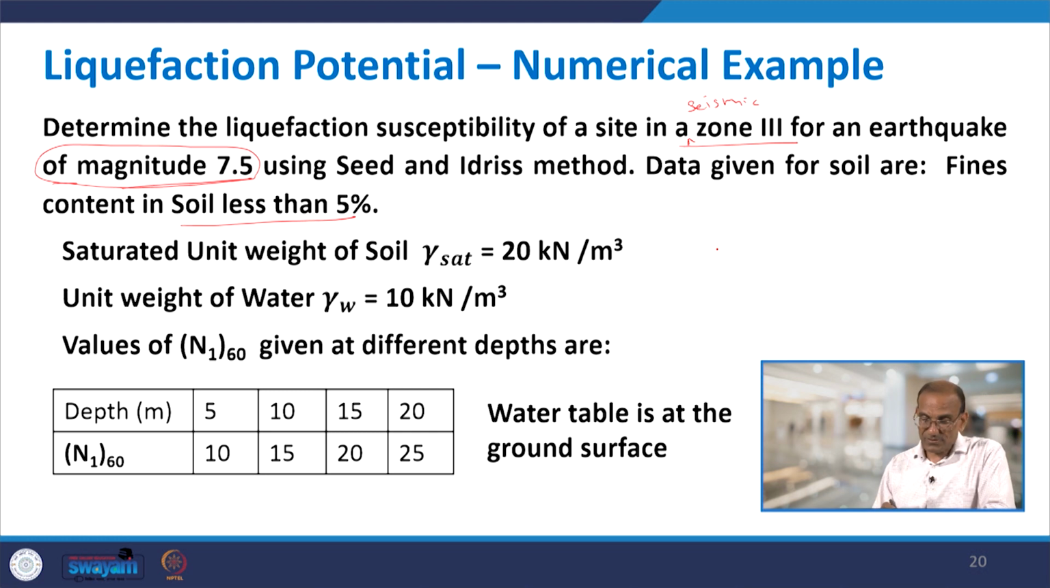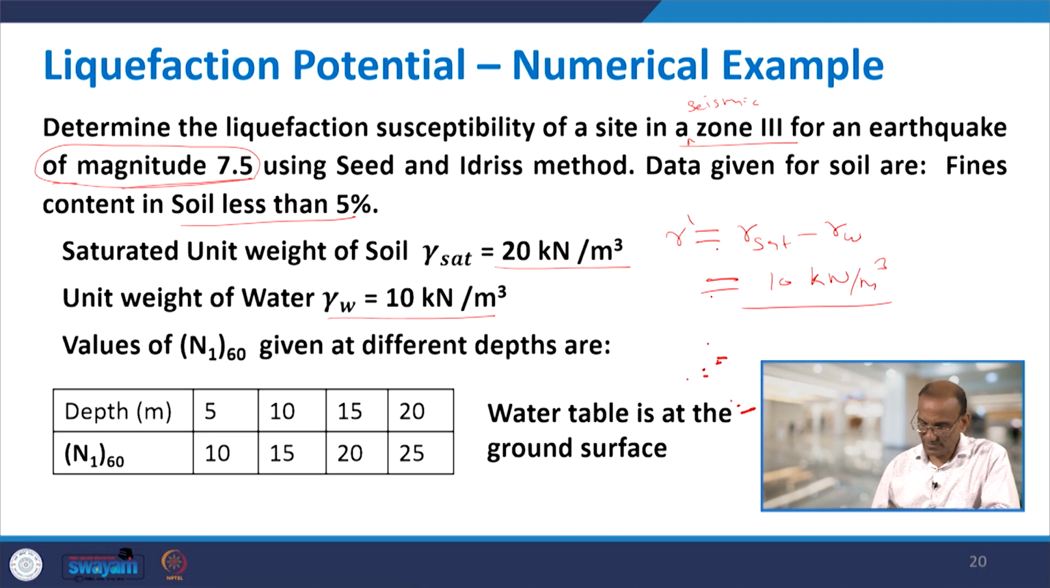Saturated unit weight of soil, gamma sat, is given as 20 kilonewton per meter cube, and unit weight of water is 10 kilonewton per meter cube. As a result, from these two data, the submerged unit weight, gamma submerged, will be gamma saturated minus gamma W, which comes out to be 10 kilonewton per meter cube. Values of N160 of course vary with the different depths, and it is an example. These data are not real data.